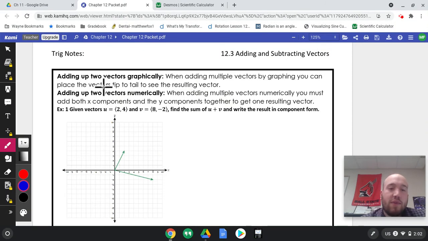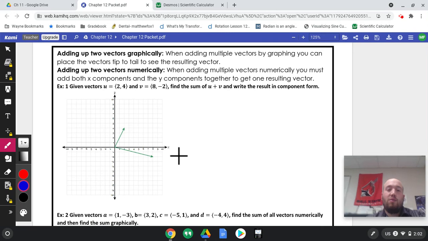Now, when we're adding up these two vectors together, we can do it one of two ways. We can either do it graphically, which here it says, when adding multiple vectors by graphing, you can place the vectors tip to tail to see the resulting vector. Okay, so what we mean by that.